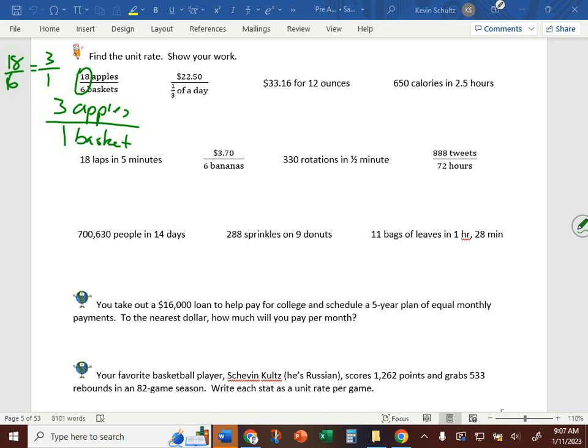$22.50 in a third of a day. We're looking for how much money would you make in 1 full day? $22.50 in a third of a day. How much money in 1 full day?